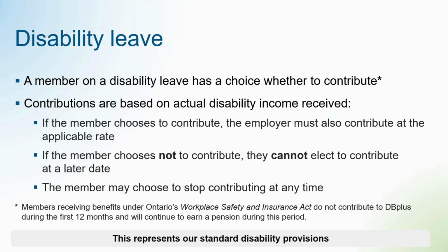The information we're providing today represents our standard disability provisions. If the disability provisions that are in your participation agreement are different than the standard provisions, the terms in your agreement would apply. If a member becomes disabled and begins a disability leave, they are eligible to continue to earn a pension benefit under the disability provisions of the plan if they are determined to be disabled and in receipt of either long-term disability benefits through an employer-sponsored insurance provider or benefits under a workers' compensation plan, such as WSIB in Ontario.